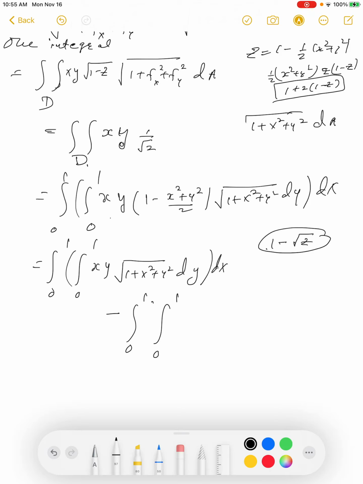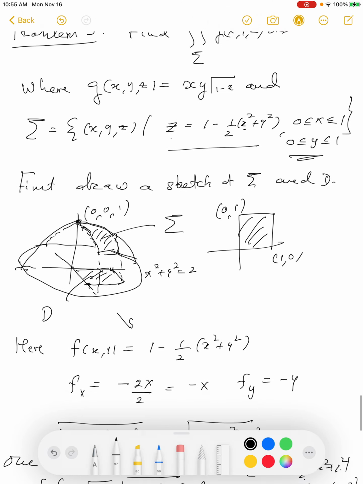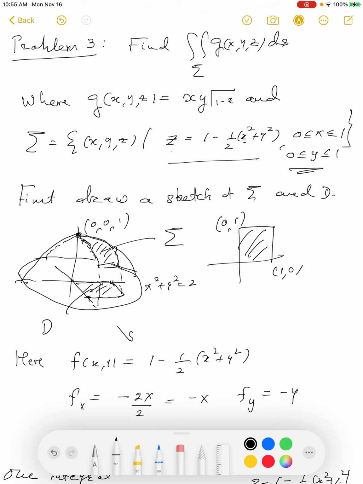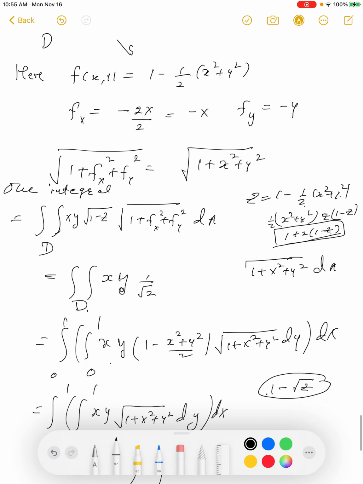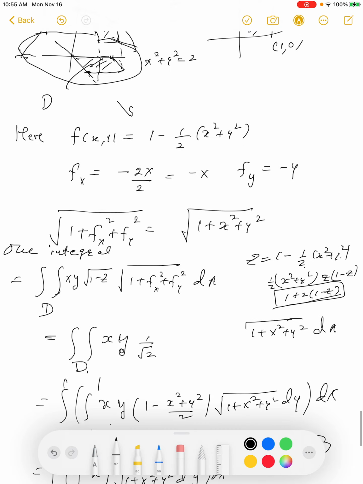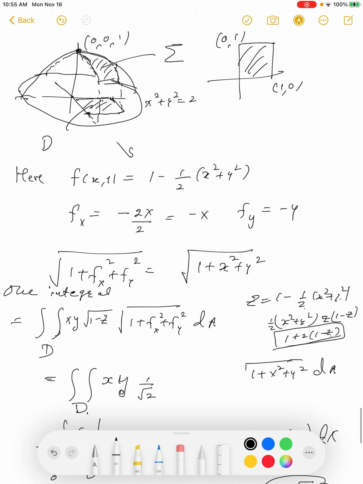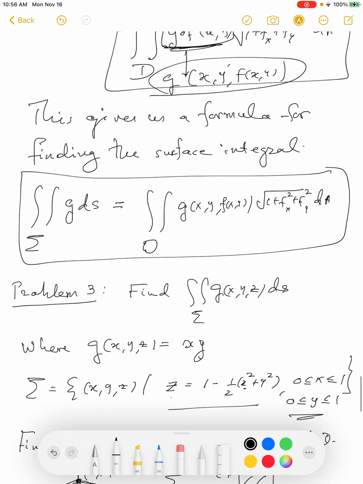That would give me, if my z dependence is this, then 1 minus z is going to be just x square plus y square. Yeah, so that would be better. So let me change the problem by having this function to be x times y times, what did I say here? 1 plus 2 times 1 minus z.